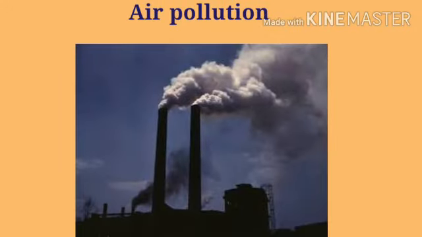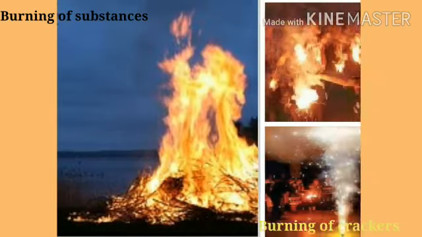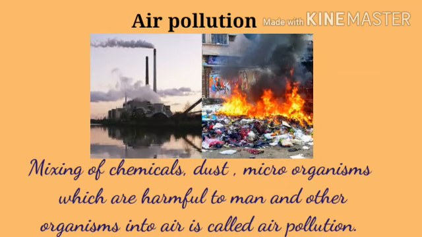Next, air pollution. What is air pollution? Air is polluted by the smoke released by factories, automobiles, burning of substances and crackers. Mixing chemicals, dust, microorganisms which are harmful to man and other organisms into air is called air pollution.